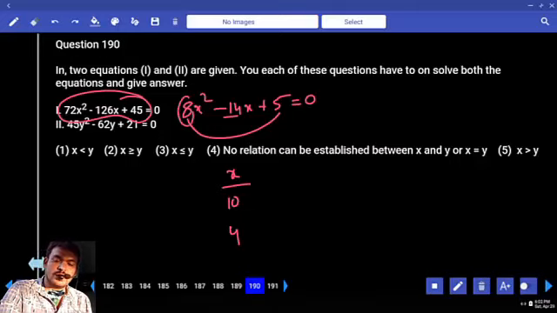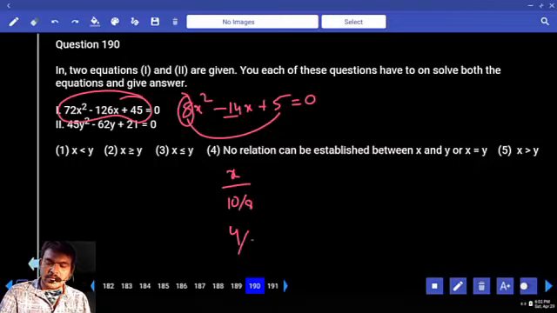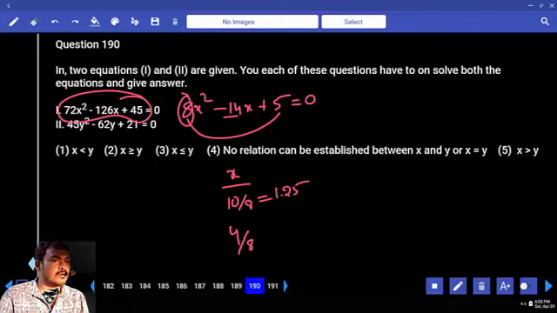Okay. What is the coefficient of x square? 8. Means each root is divided by 8. 10 by 8 means it is 5 by 4. 5 by 4 means 1.25. 4 by 8 means it is 0.5.